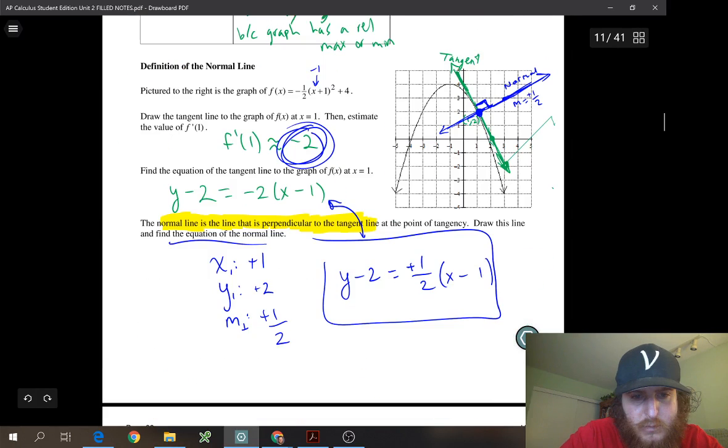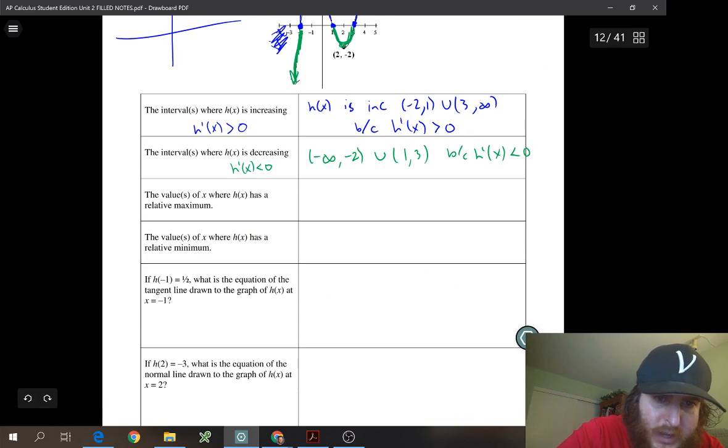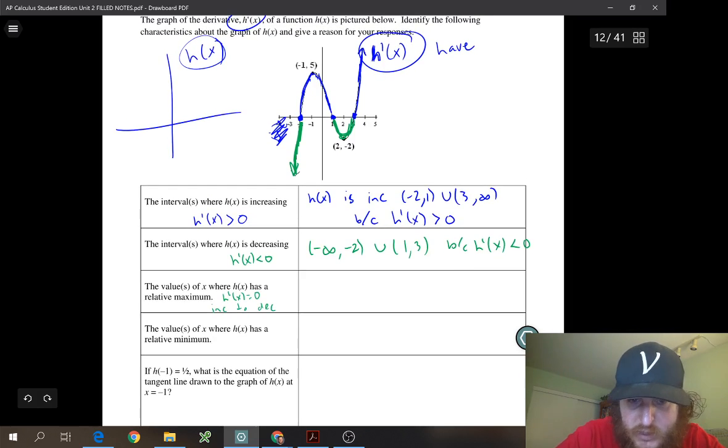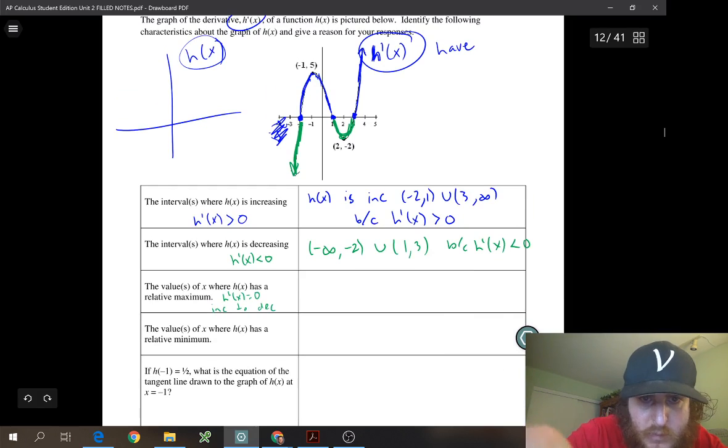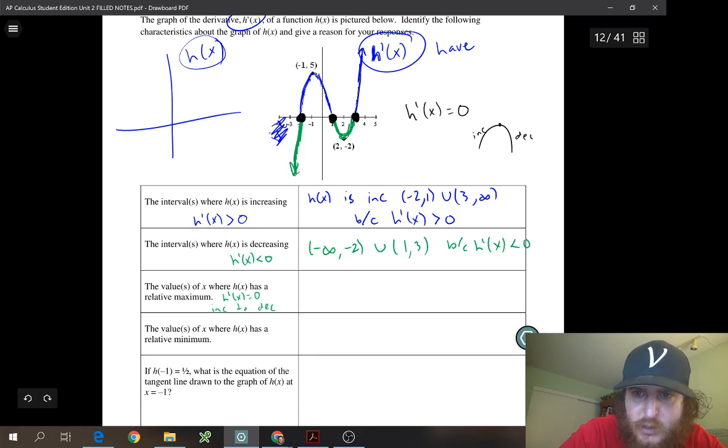So now, though, we want to see where h prime of x is 0, and where it changes from increasing to decreasing. So first let's look for these 0 points. The 0 points are going to happen at -2, at +1, and at +3. Those are all h prime of x equal to 0. But to get a maximum, what did we say? We said we wanted it to change from increasing to decreasing.